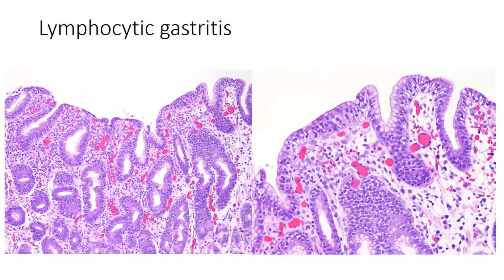Notice how the surface epithelium is mucin poor. So the biopsy looks blue overall. And then at low power, it looks blue because of the mucin loss. And then when you look at high magnification, you can see tons of lymphocytes infiltrating both the surface and the bottoms of the glands.